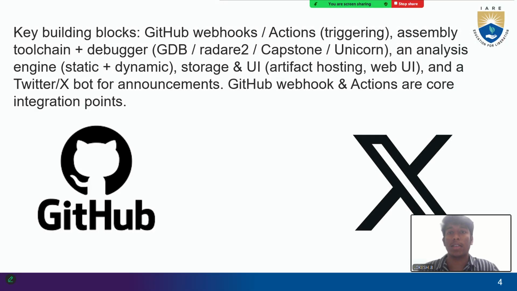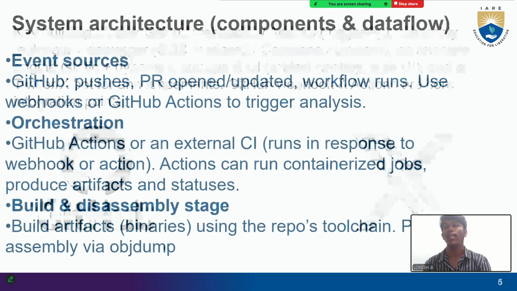So the key building blocks: GitHub webhooks and actions for triggering, and an assembly toolchain plus debugger. The examples for the debugger are GDB, Radare2, Capstone, Unicorn, and an analysis engine, static plus dynamic, with storage and UI, artifact hosting, a web UI, and a Twitter X bot for announcements. GitHub webhooks and actions are the core integration points. This is the GitHub main profile, and this is the X main profile.